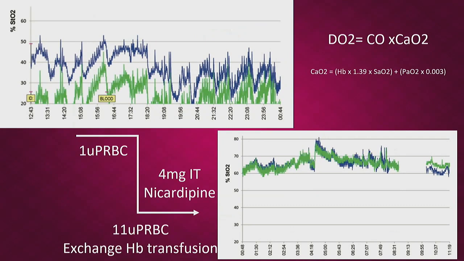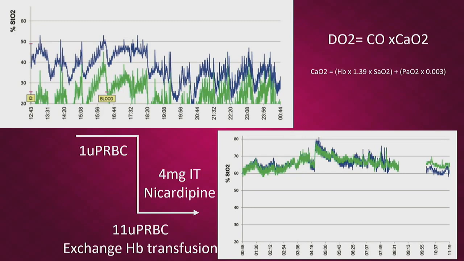Again, you have to go back to the delivery of oxygen, your cardiac output, and your CaO2 capacity. What's the problem with this equation? Hemoglobin. He's got a genetic defect of the oxygen capacity of his own hemoglobin. It sickles. So what did we do? We gave him 1 unit of blood, then talked with hematology, and they said, let's do an exchange transfusion. We gave him 11 units of normal hemoglobin A. We also injected intrathecal nicardipine to treat the vasospasm.